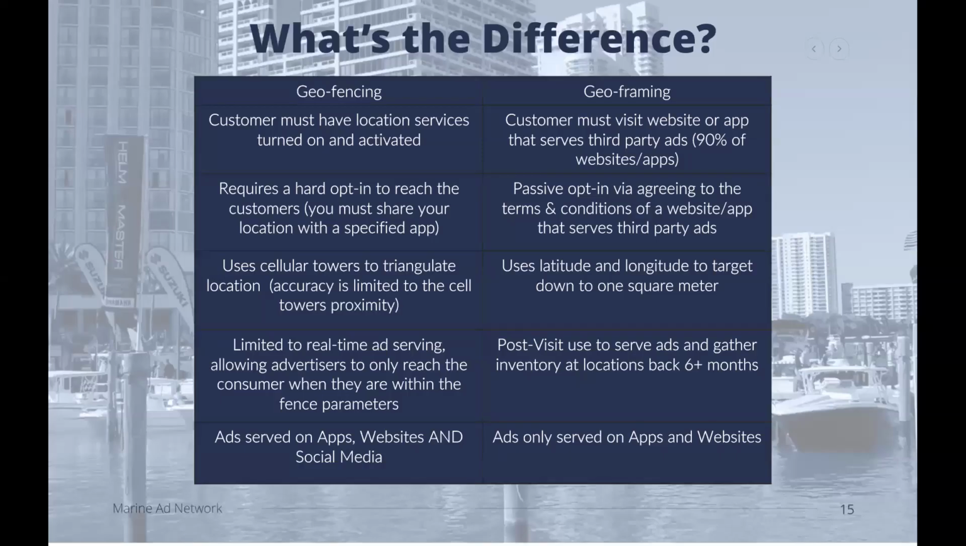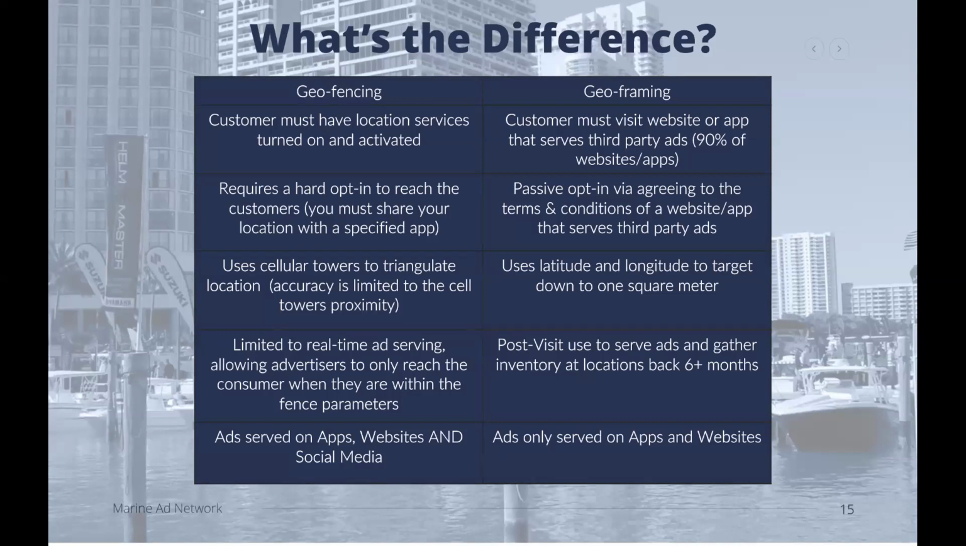Okay, so I feel like I need to talk a little bit about what the difference is between geofencing and geoframing, because we do a lot of geofencing at the Marine Ad Network, and we love geofencing, and it's super effective during boat shows. But right now, folks, we aren't having boat shows, so we have to think of other solutions and other things to do outside of geofencing right now. And again, we cannot geofence someone's home. We cannot get the radius down small enough to do that.